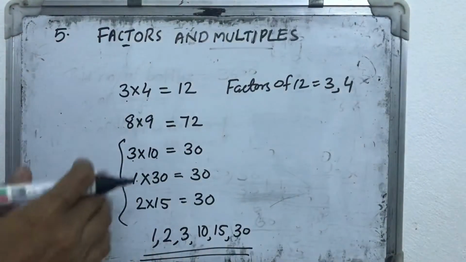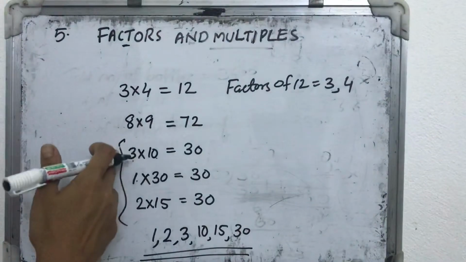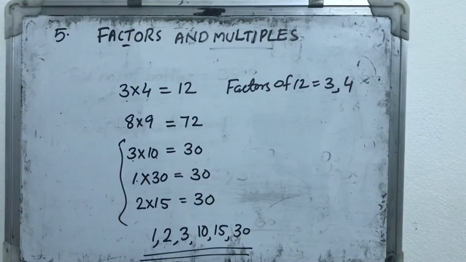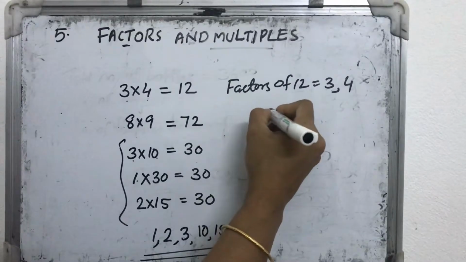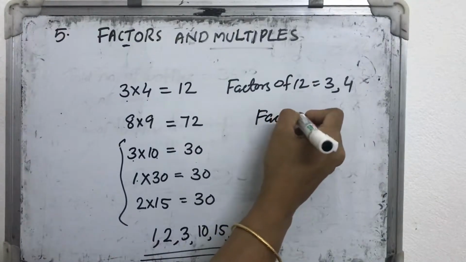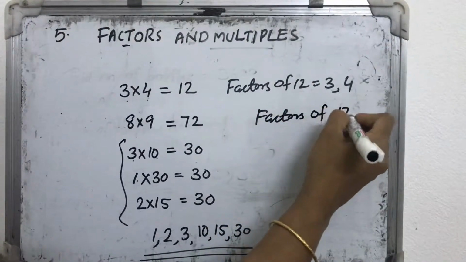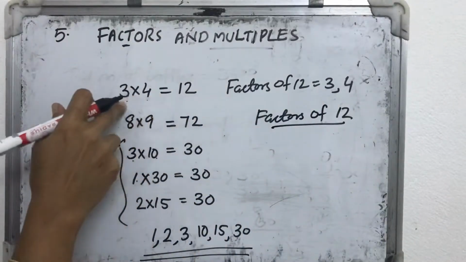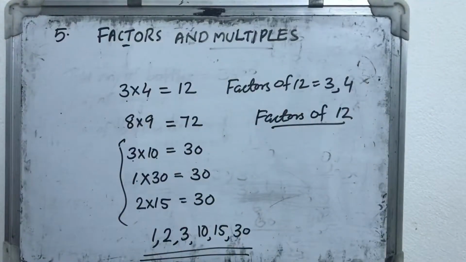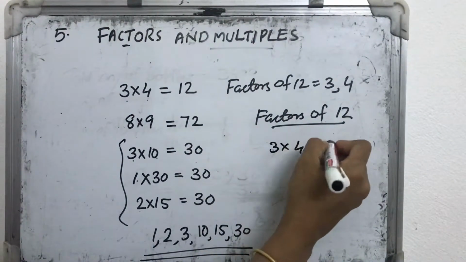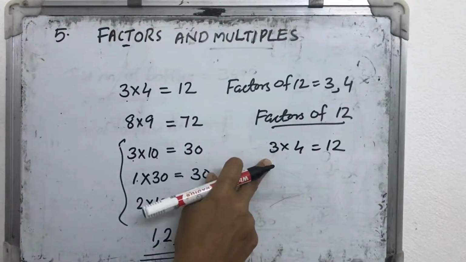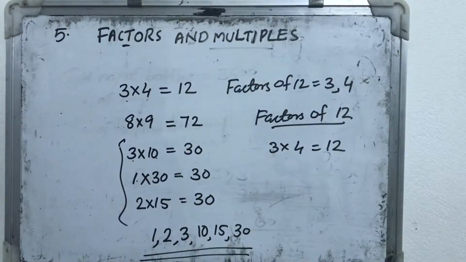Then we will get the factors of 30. So that is a different example we will get. Now in the case of 3 into 4, we discussed factors of 12, how we can find them. One pair we got, 3 into 4 we got 12. So we can write here 3 into 4 is equal to 12. So here 3 and 4 are factors of 12.